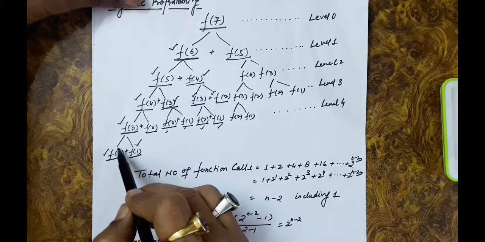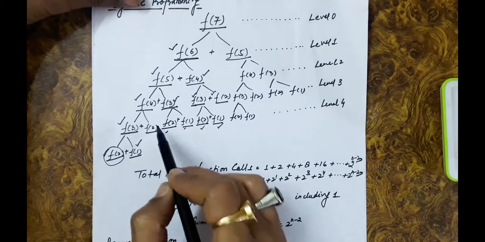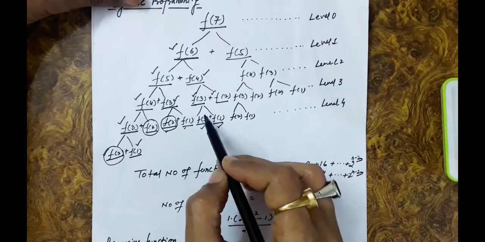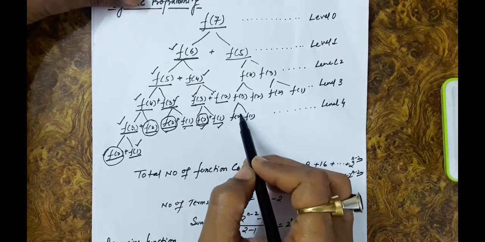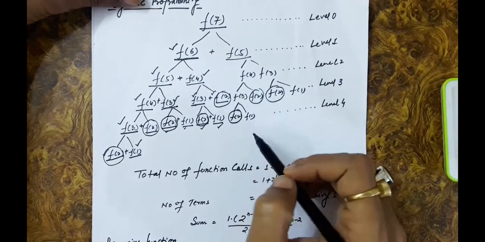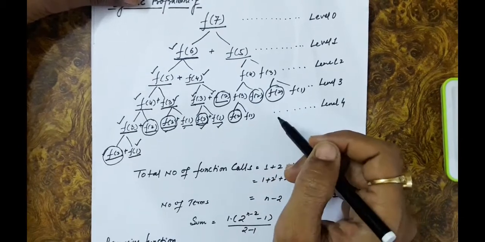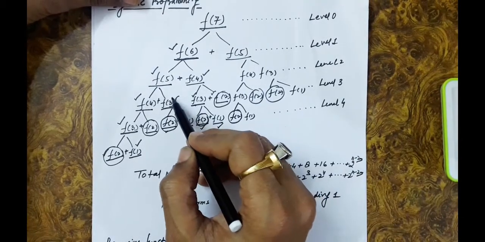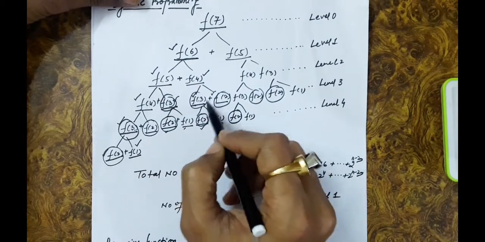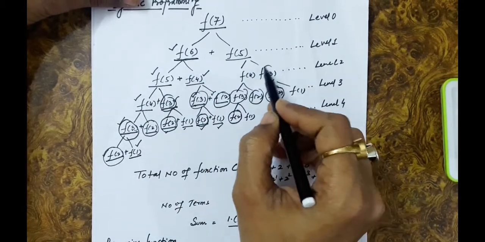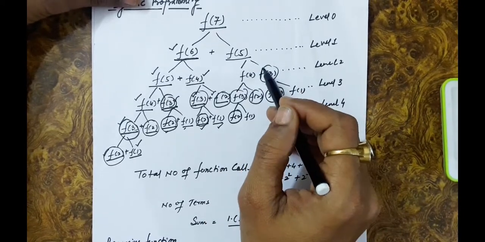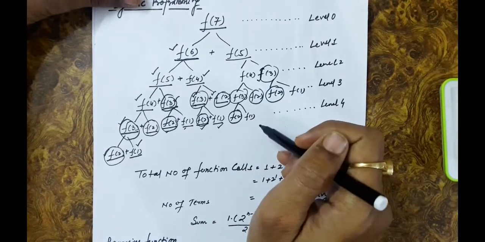For example, if Fibonacci 2 has already been found, we are again finding Fibonacci 2 here. We are again finding Fibonacci 2 here, again here, again here, and here too. So there are so many calls for the one value. In fact, you can take the example of Fibonacci 3. We are finding it here, here, here, here, and here also. So multiple calls are made for the same Fibonacci term, okay?